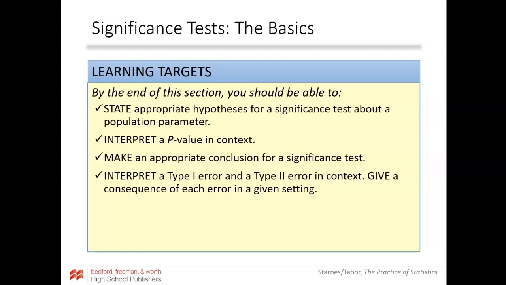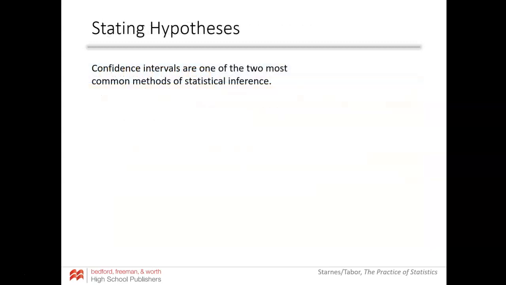We're going to make an appropriate conclusion for the significance test in context, of course, and then start to interpret type 1 and type 2 errors and give in context and give consequences for accepting one of the types of errors. I know, clear as mud. Let's see if we can make it a little clearer. So we're going to start with stating the hypotheses.